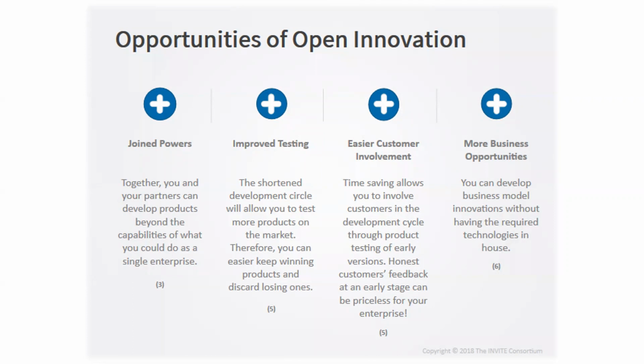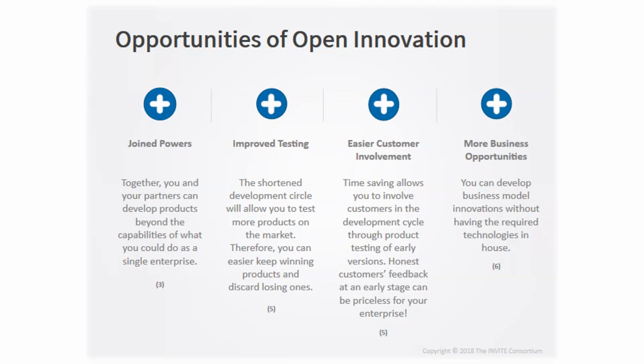So with this said, joint power: cooperation is beneficial and can develop products beyond the capabilities of a single company, as we just said with this short example, but also improved testing. By shortening the product development cycle, open innovation can also shorten the time to market of this product. Bringing a product to market before, for example, a possible competitor can be the key difference between a successful product and an unsuccessful one.